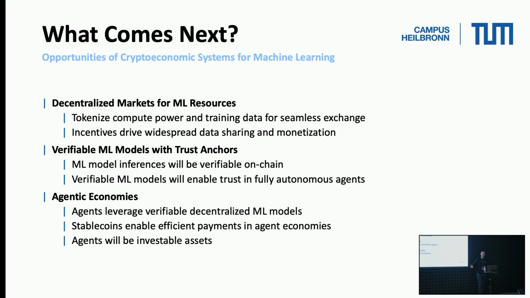And if you have this, you basically can continue and grow to agent economies which leverage those verifiable and decentralized machine learning models. They will then also use the payment tokens or stable coins for efficient payments in those agent economies. And then those agents will also become a type of wrapped ML resource, and they will also become investable assets, because then you can signal the quality of agents by buying its curation token and also participate in the success of this new ML resource.